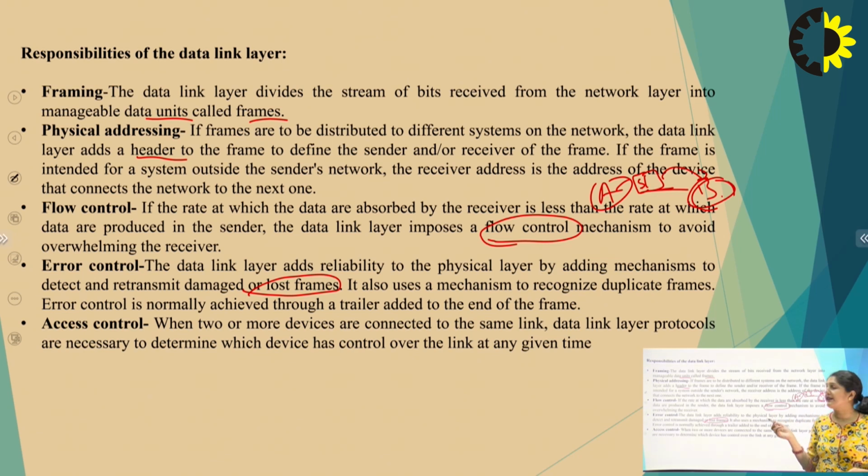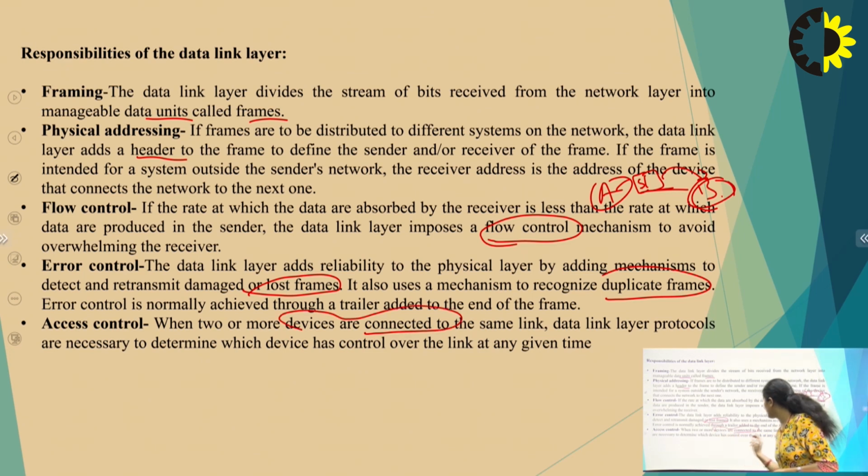We will be using different types of protocols here, such as the simple protocol and the selective repeat protocol. There are different types of protocols for this. It is also used to recognize duplicate frames. If there are duplicate frames, it will detect them and drop those frames. And error control is normally achieved through the trailer at the end of the frame. Trailer and header, both are in the data link layer. It is an important topic.